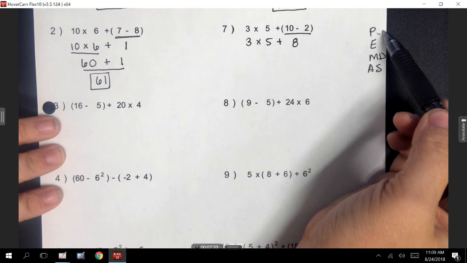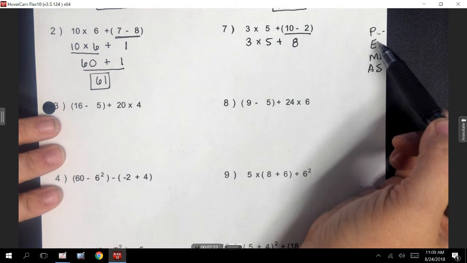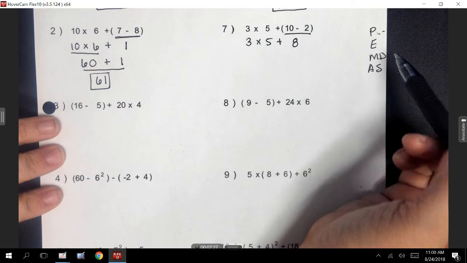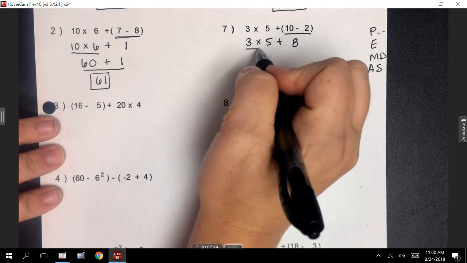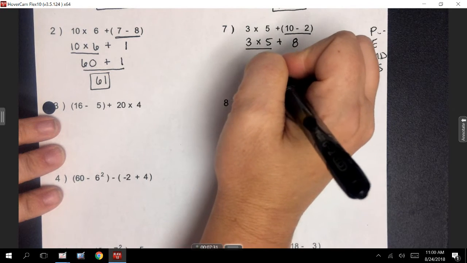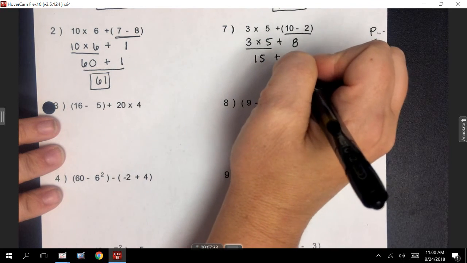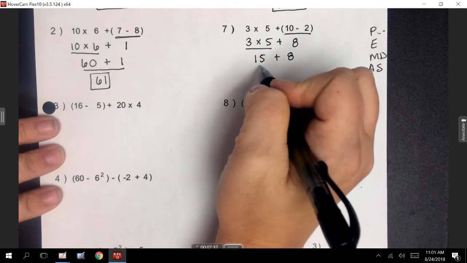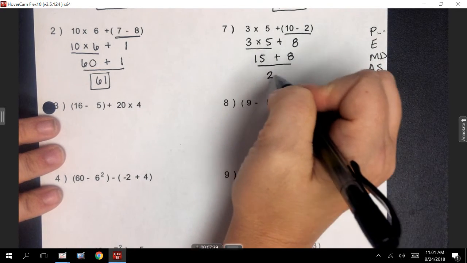Okay, there are no more parentheses. There are no exponents. That's that little number in the corner. Is there any multiplying and dividing? We have 3 times 5, so we're going to do 15. We still haven't done anything with plus 8, so we're going to write that down. Now it just says 15 plus 8, which we can work out and get 23.